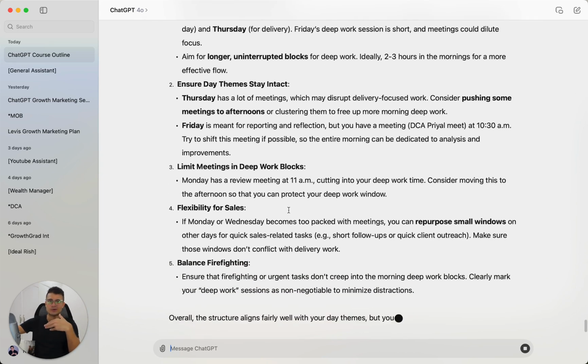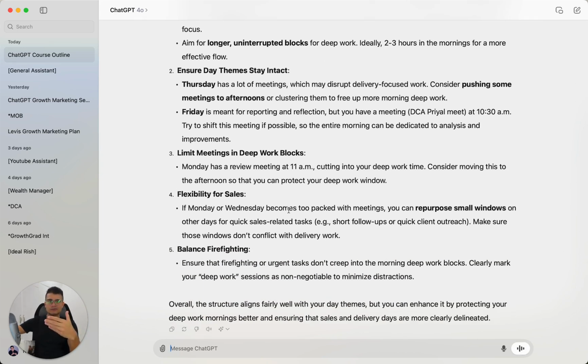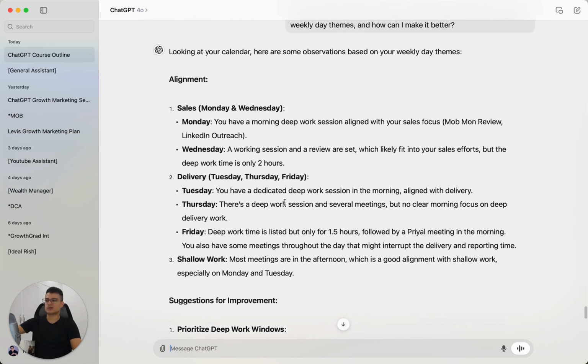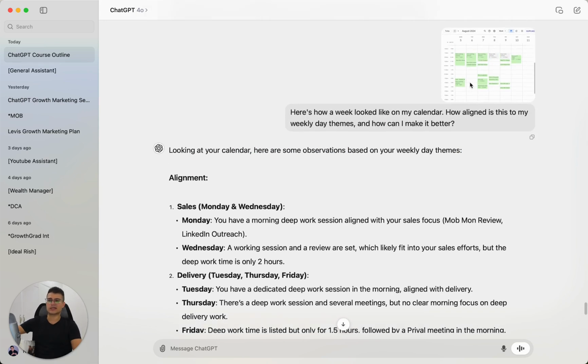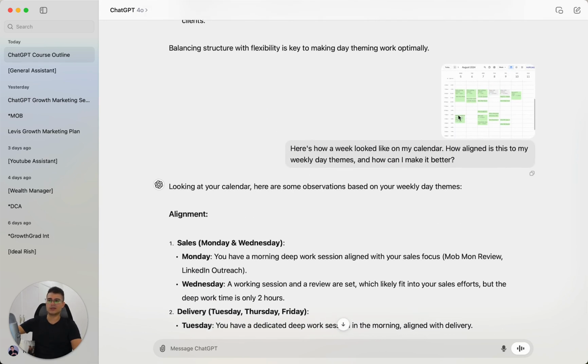And that's exactly what I'm doing. I'm showing the schedule to ChatGPT. And this is what it says. You have a morning deep work session, which is aligned with your sales focus. Wednesday, you have a working session, which likely fits into your sales effort, but your deep work time is only 2 hours. So on Wednesday, my deep work session on my calendar was blocked only for 2 hours.